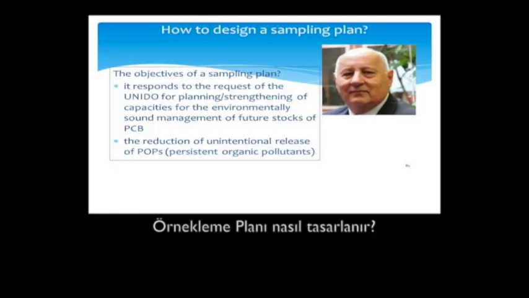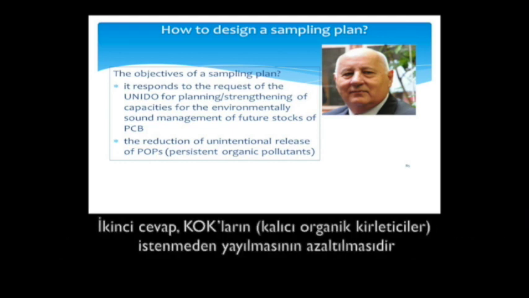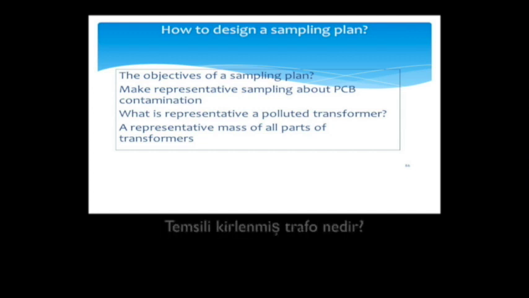How to design a sampling plan. The first answer is to apply regulation and to respond to the request of UNIDO for planning the strengthening of capacity of the environmental zone. The second answer is to reduce international release of POPs, persistent organic pollutants. Make a representative sampling plan for the PCB contamination.